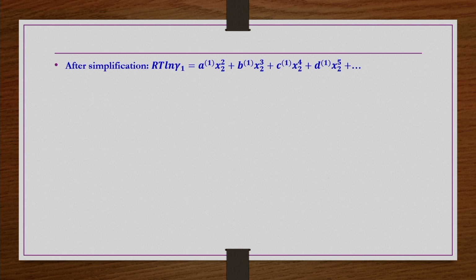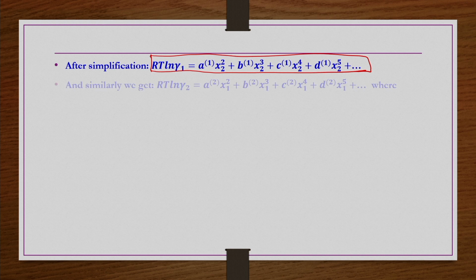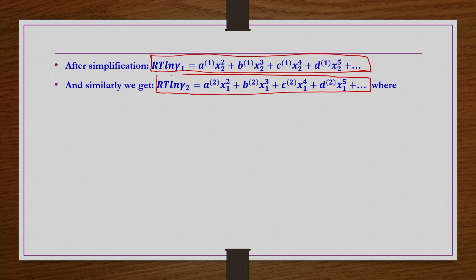So then if you write RT ln gamma 1, you will have some form like this: some constant A1 x2 square plus B1 x2 cube plus C1 x2 power 4 plus D1 x2 power 5 and so on. Similarly, RT ln gamma 2, if you do, you have this expression, that is RT ln gamma 2 is equal to A2 x1 square plus B2 x1 cube plus C2 x1 power 4 plus D2 x1 power 5.